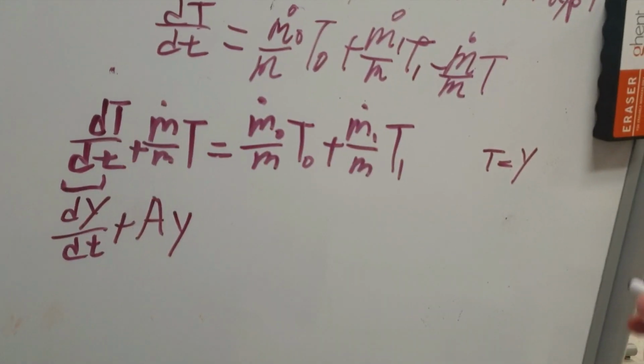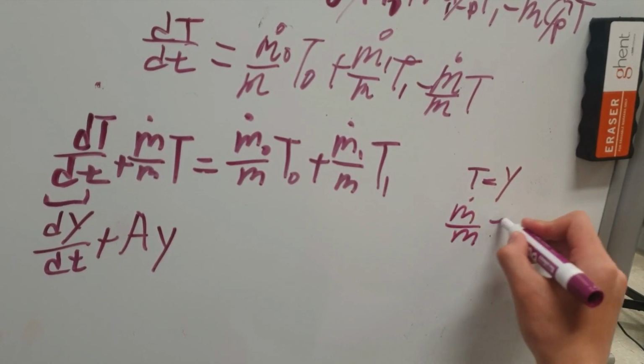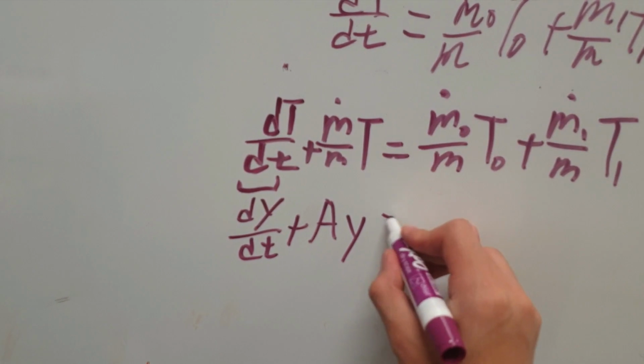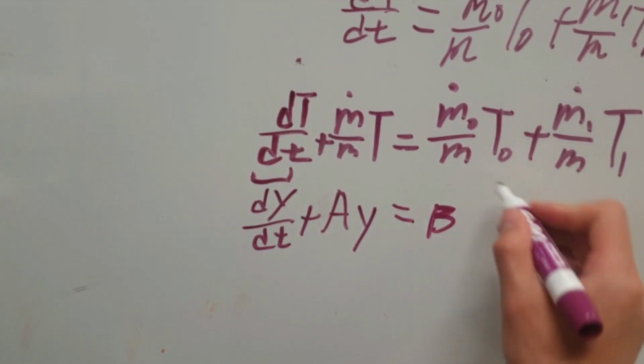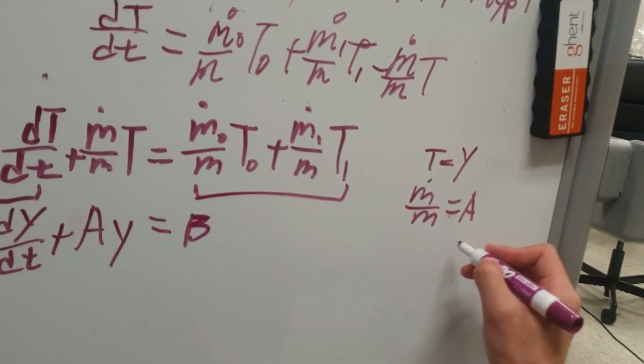Let's write on the right side that my m dot over m is going to be my ya from now on. And this whole thing on the right, we're going to call it b. This whole thing is going to be b from now on.